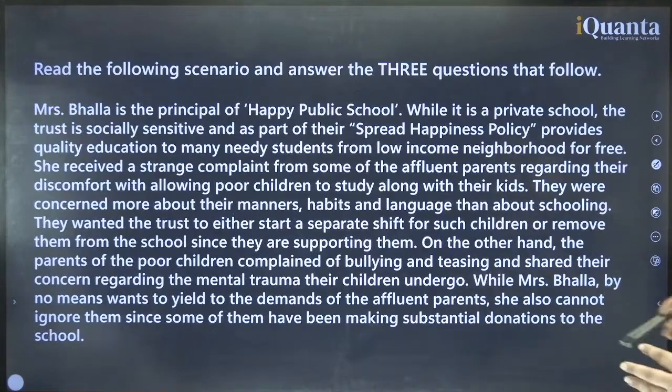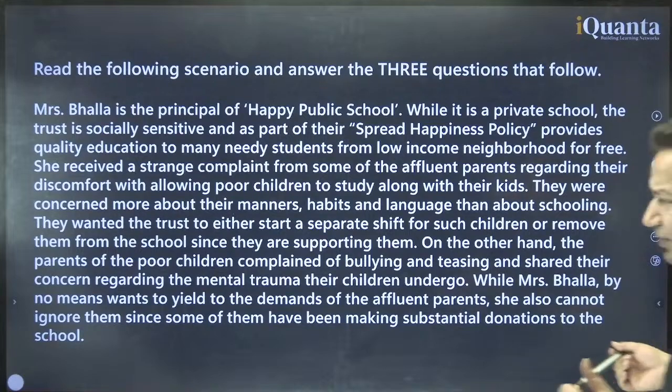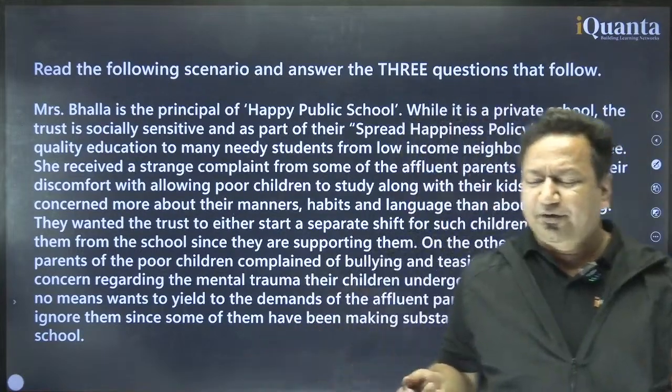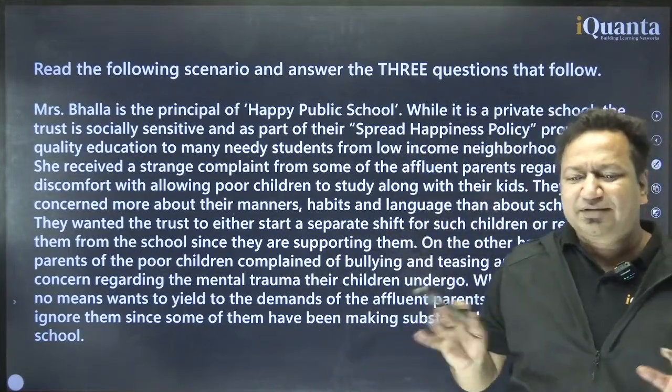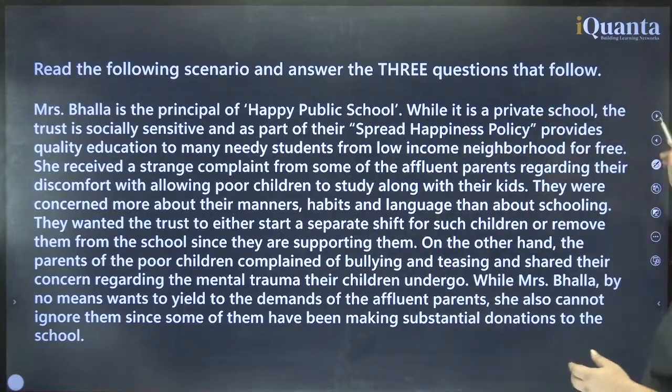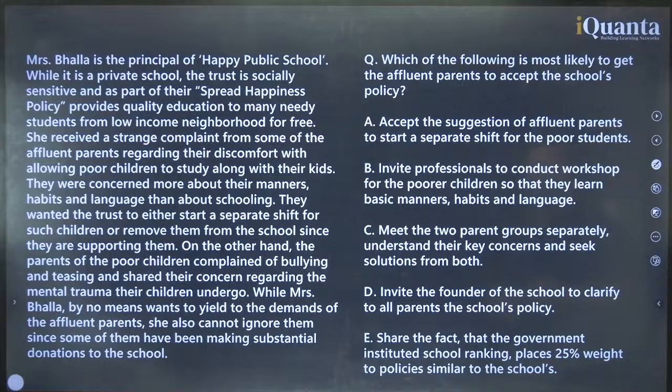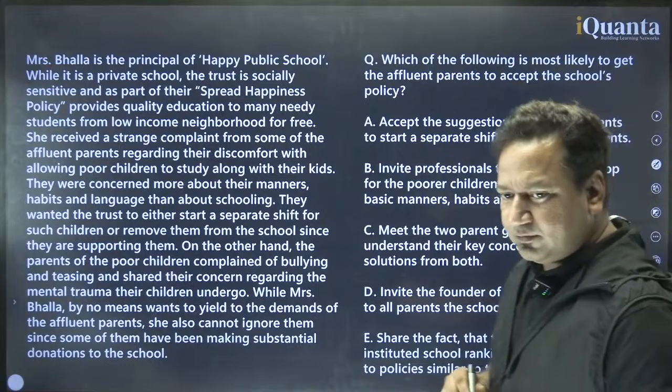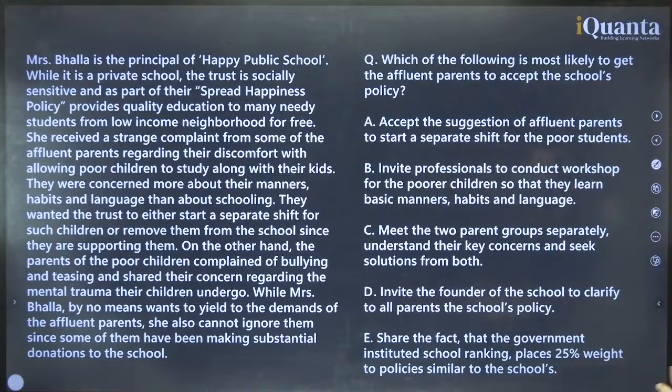I hope all of you have read the passage, right? Those who will be watching the recording afterwards, I gave enough time to read the passage, so I won't be reading it overall because that's not necessary. I'll just explain the questions. First question says, which of the following is most likely to get the affluent parents to accept the school's policy? First one says, accept the suggestion of affluent parents to start a separate shift for the poor students.